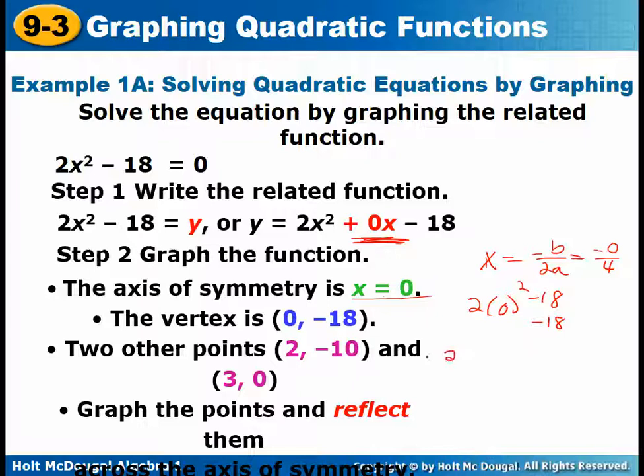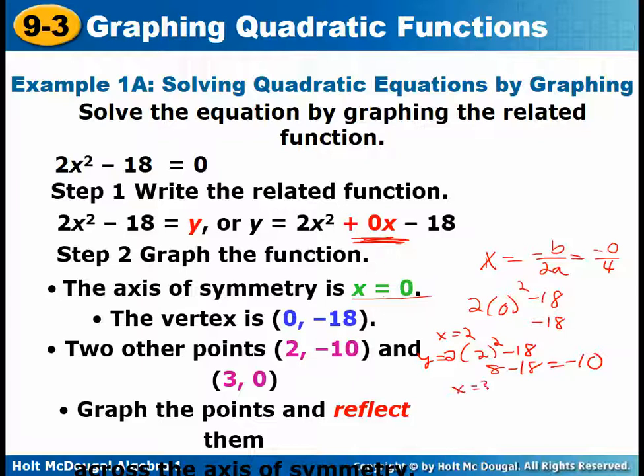So they just picked. They said, oh, let's do 2 and 3. So I'd put 2 in for x and solve. So 2 squared is 4. 4 times 2 is 8. 8 minus 18 is negative 10. So when x equals 2, y equals negative 10.